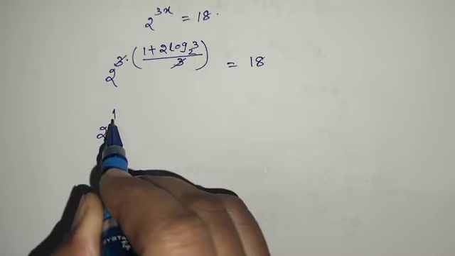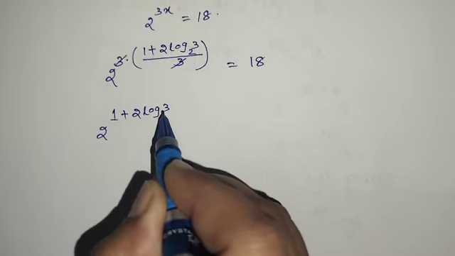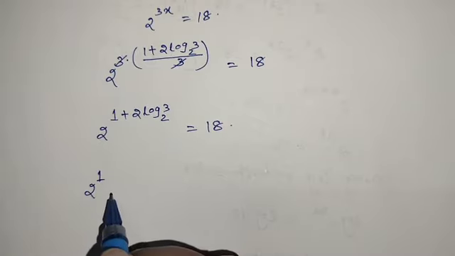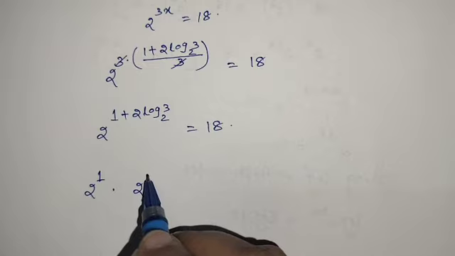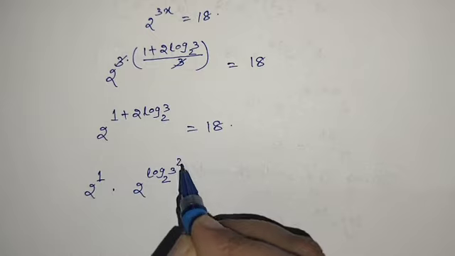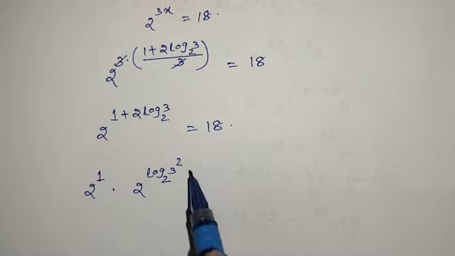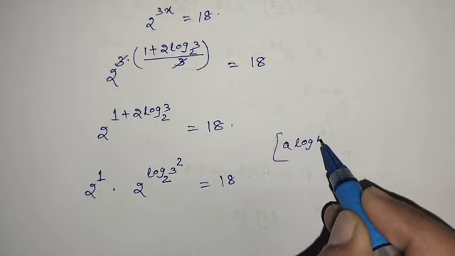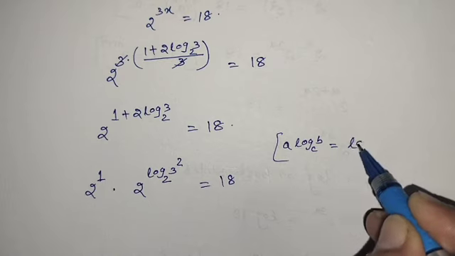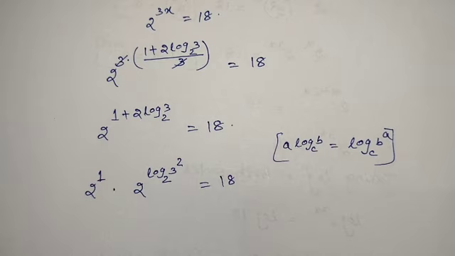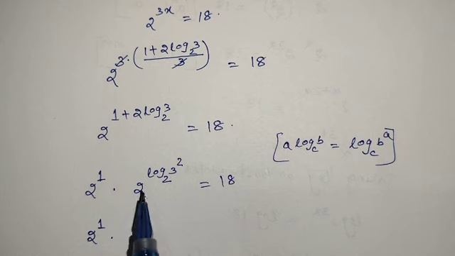Then 2 to the power 1 plus 2 log 3 base 2 is equal to 18. Then here 2 to the power 1 into 2 to the power 2 log 3 base 2 is equal to 18. We know a log b base c is equal to log b to the power a base c. We apply here.